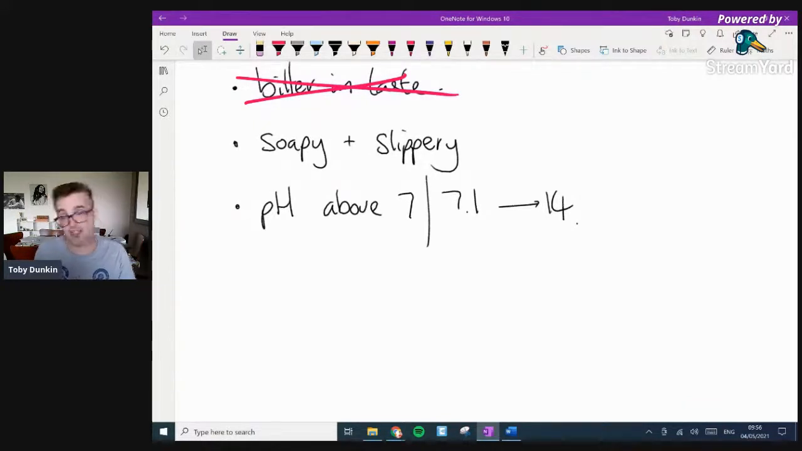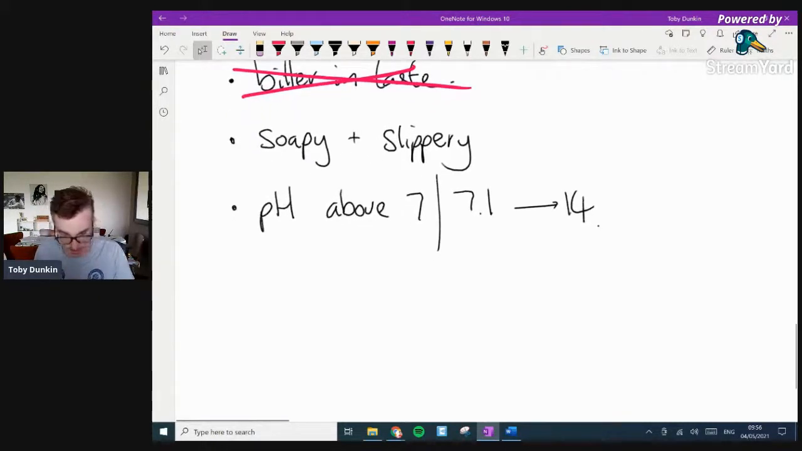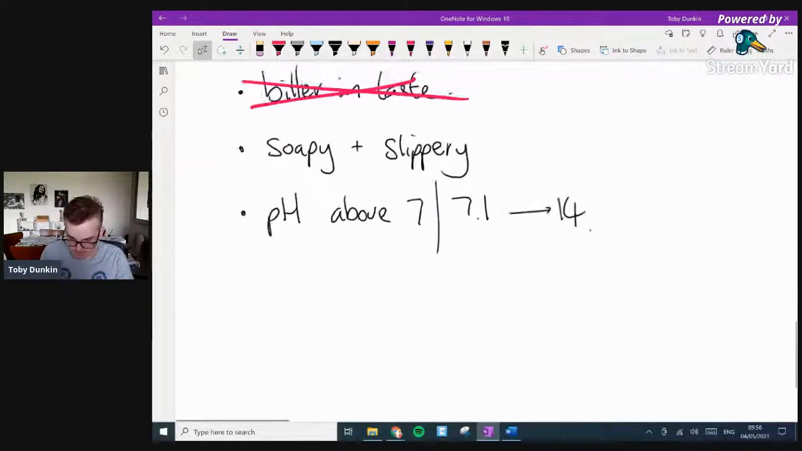By the way, you can't measure somebody's pH unless they're in water. Just so you know. It's tricky to measure someone's pH without it being in water. So it's something to consider. You can only actually measure the pH of an alkali and not a base. Tell you that way. Anyway, next.